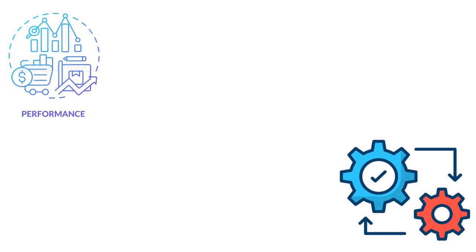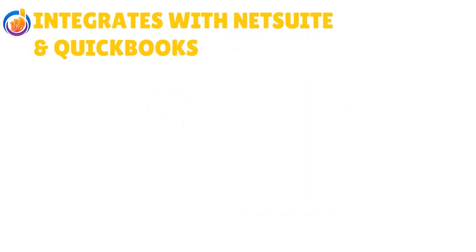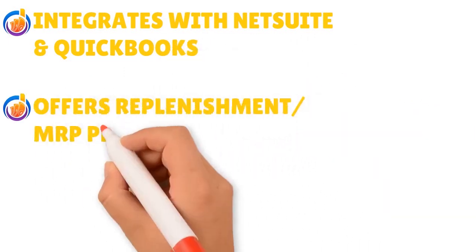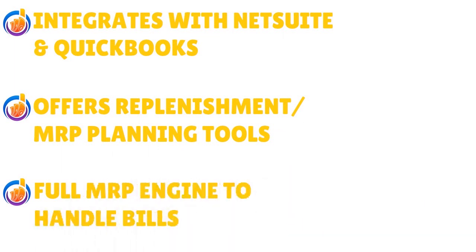The pros first. You have a tool that integrates with NetSuite and QuickBooks. I just said that. You have a tool that offers replenishment MRP planning tools, and you have a full MRP engine to handle bills. Again, MRP manufacturing resources planning. So what about the cons here?